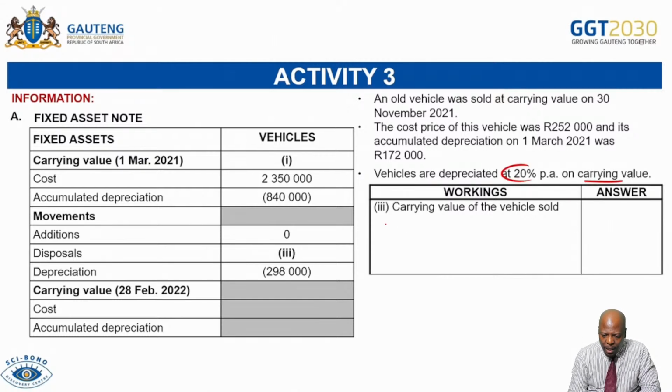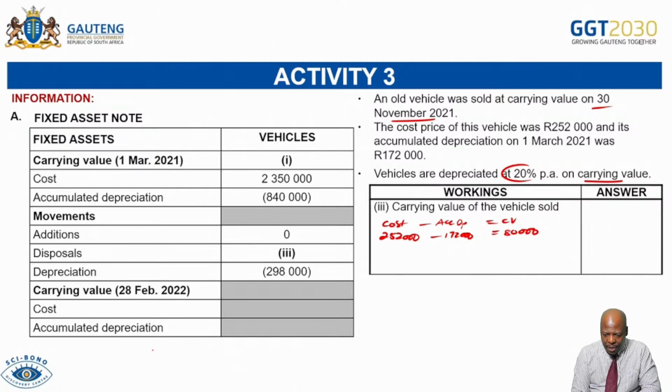So we know that this vehicle had a cost which is 252, and if I subtract its accumulated depreciation, which is 172, I will get its carrying value, which is 80. But I know that we did not dispose it on the first day of the year. We used it and we disposed it on 30 November. So that simply means that was not its carrying value on the date of disposal. We still need to calculate depreciation.